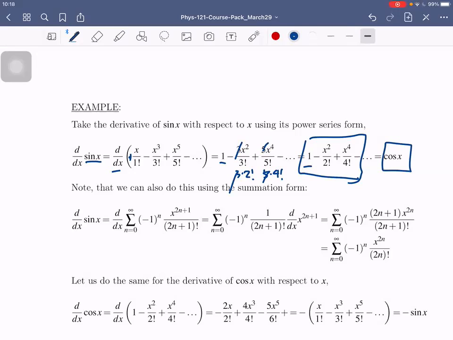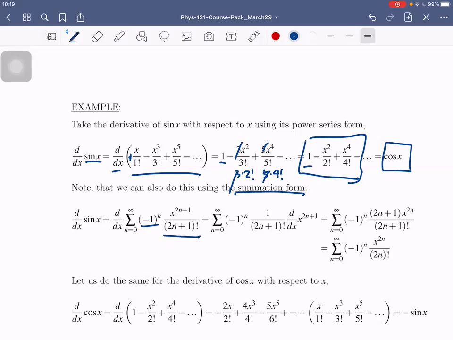We can also do this using the general form. What we did earlier was write out the terms. We did not write all the terms, but using mathematical induction, we were able to show that it is correct. But now, let's use the summation form. Okay? So the summation form for sine x is just this.